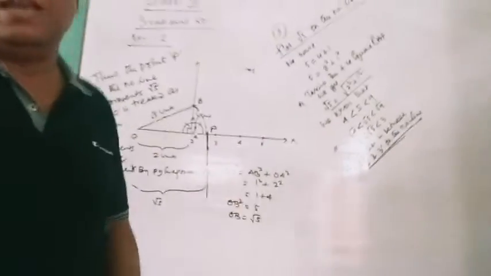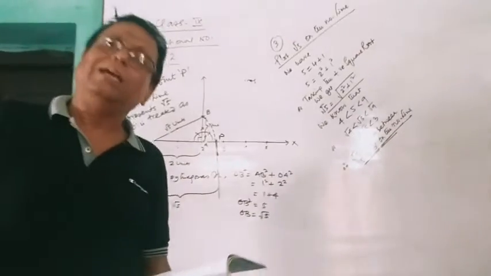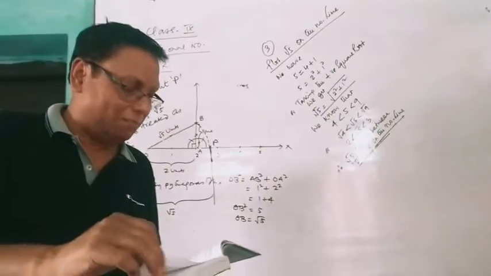In this way, we can represent any irrational number on the number line along with the rational numbers.